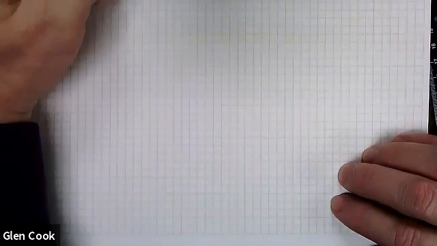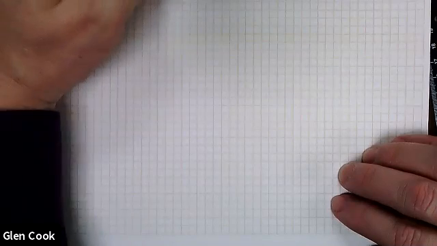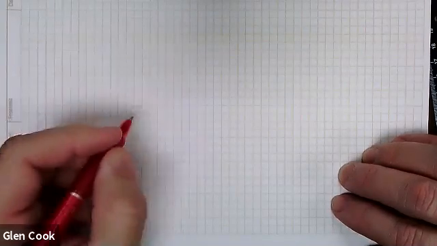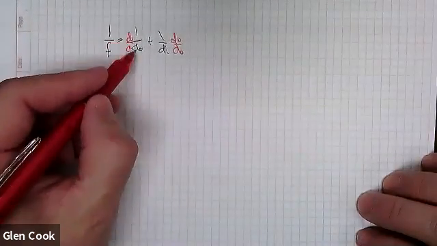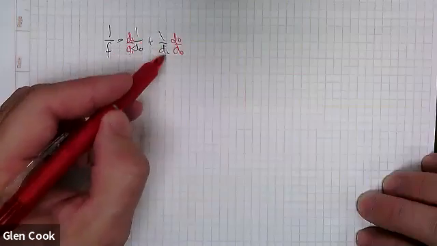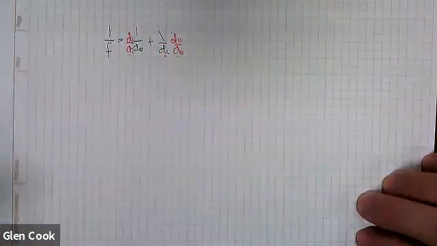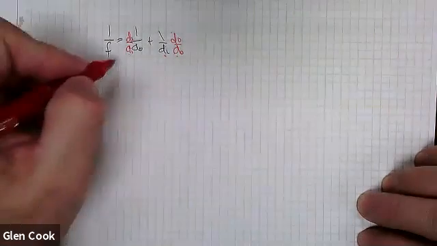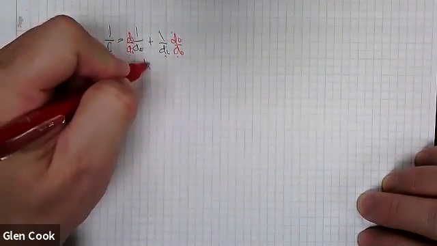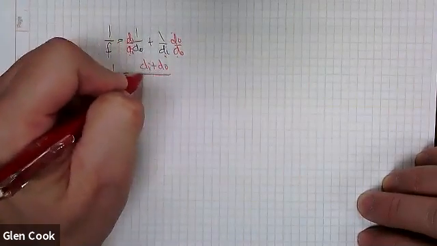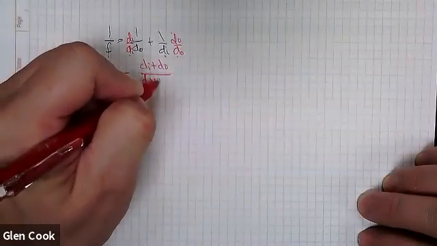Now I need a common denominator, so what I would do is multiply the 1 over DO by DI over DI, and multiply the 1 over DI by DO over DO. That's just like multiplying by 1. So I'd end up with 1 over F equals DI plus DO divided by DI times DO.